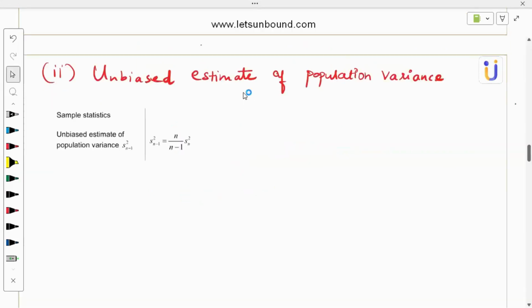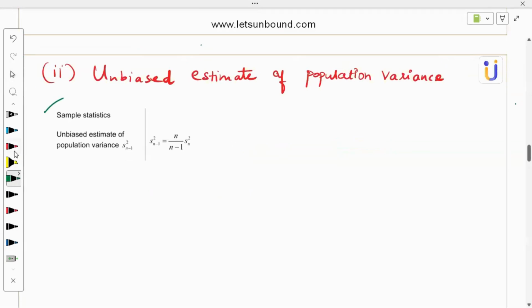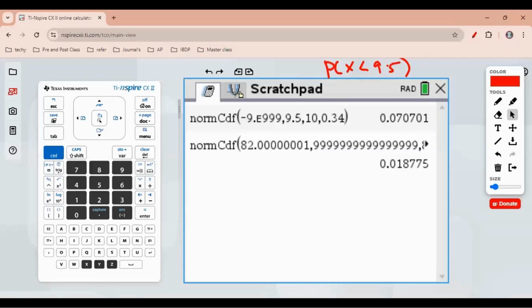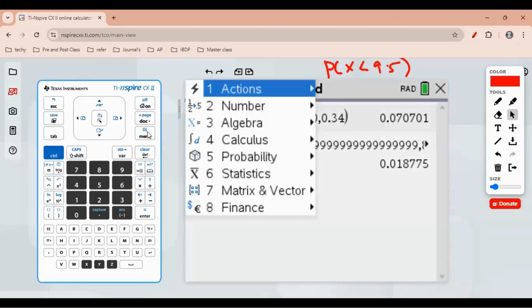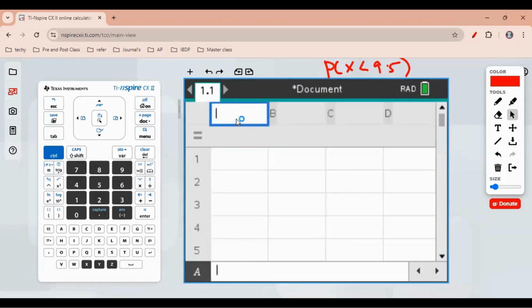Next, find the unbiased estimate of the population variance. This formula is there in the booklet. The unbiased estimate of population variance, S(n-1) squared, equals n by n minus 1 times S(n) squared. I know n is 7, but what is S(n)? For this, we have to create a list and go with the help of technology. I need to create a sheet, on only one list.